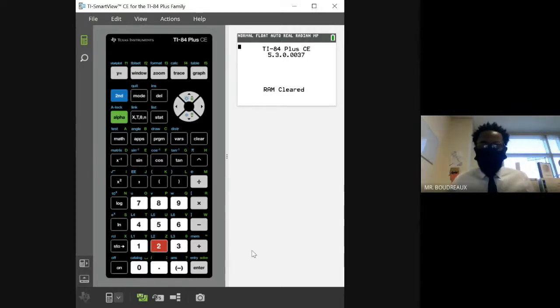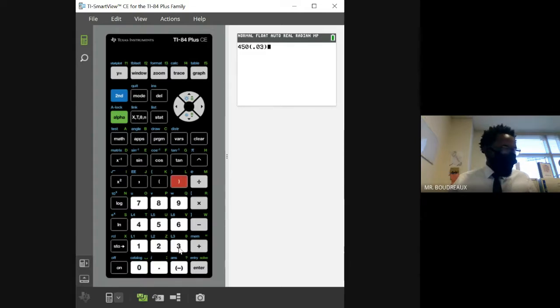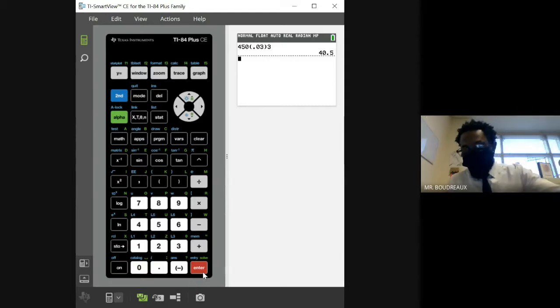So how do you put simple interest in the calculator? That's P, R, T. Principal, rate, time. Press enter. Now that is the amount of interest.